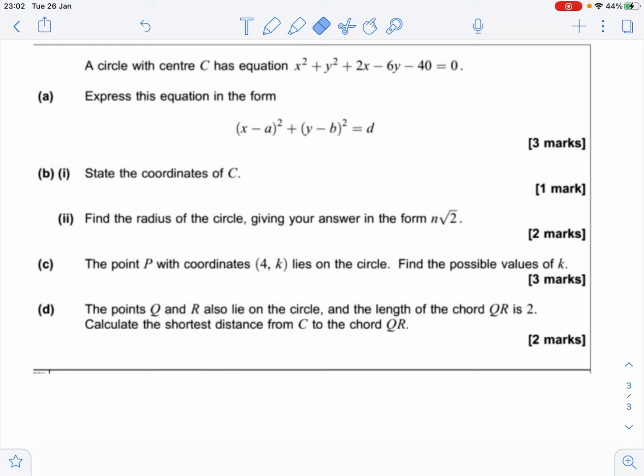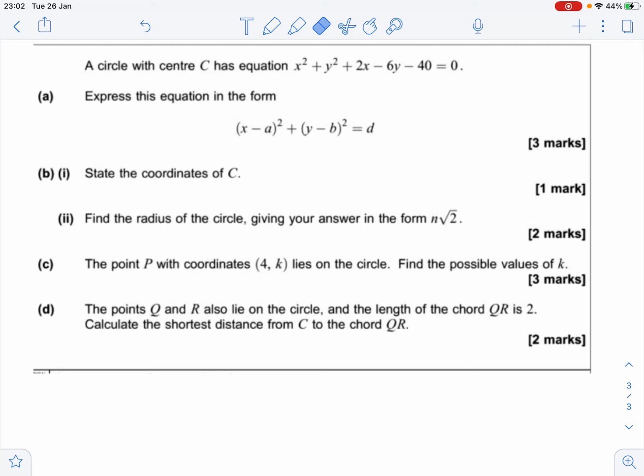Hello everyone, let's have a look at question 3. Overall, everyone did really well on question 3. So we have a circle with center C that has the equation x squared plus y squared plus 2x minus 6y minus 40 equals 0. Express this equation in the form (x minus a) squared plus (y minus b) squared equals d. So let's rearrange this equation.